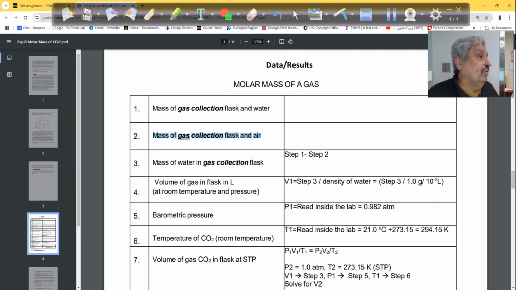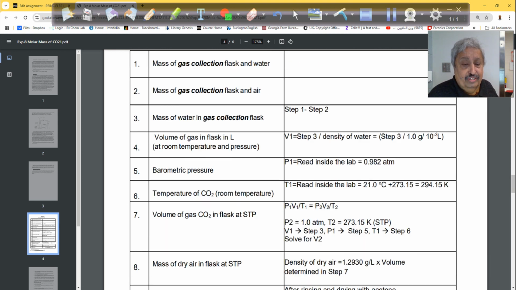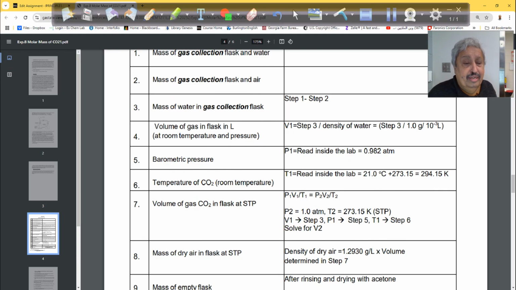That's the beginning of the whole thing. That's when you take it out of the oven, after drying it, after cooling it. That's what you started with, correct? So the difference between the steps will give you the mass of H2O inside the collection flask. I have the mass of the collection flask. I can use the density of H2O, which is 1 gram per milliliter. So I get the volume of H2O, which is equal to the volume of what? Of the gas. The gas takes the volume of the flask.